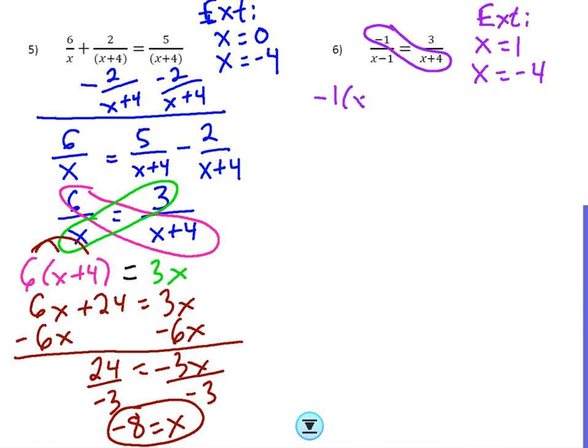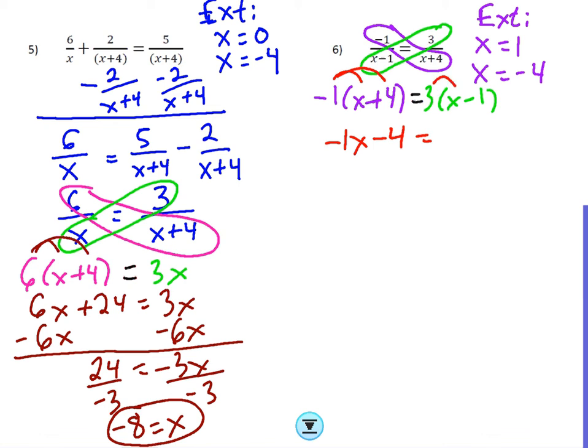Negative 1 times x plus 4 equals 3 times x minus 1. And then we will distribute. Negative 1 times x is negative 1x. Negative 1 times 4 is negative 4. 3 times x is 3x. 3 times negative 1 is negative 3.